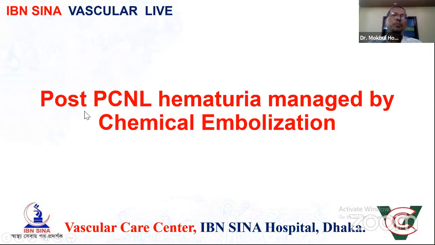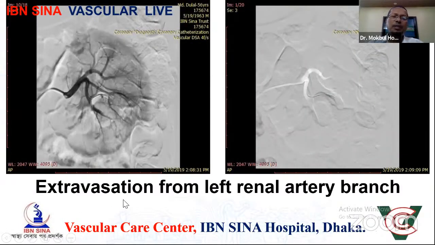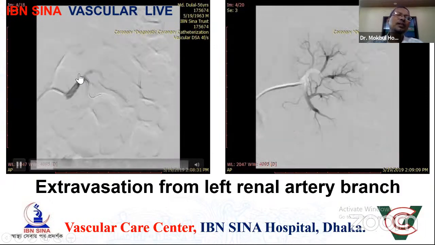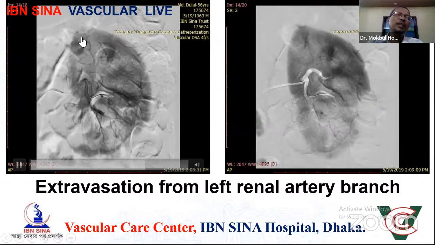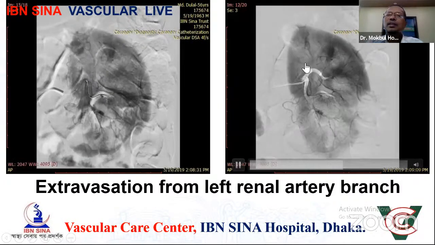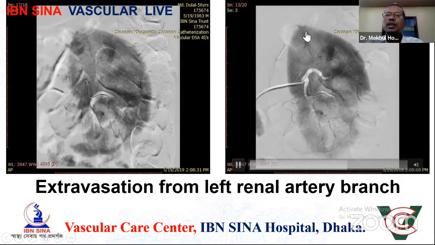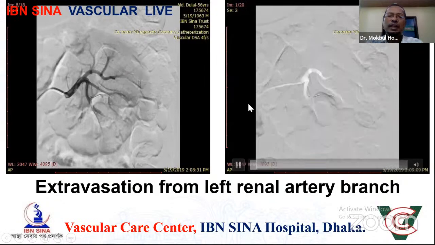Here is a picture of a procedure: post-PCNL hematuria managed by chemical embolization. This is the hardware: 6 French Judkins catheter, microcatheter, NBCA, and lipiodol. Here we can see extravasation from a left renal artery branch. We can see some extravasation here. This is a blush. We can see on the right picture there is some extravasation here.